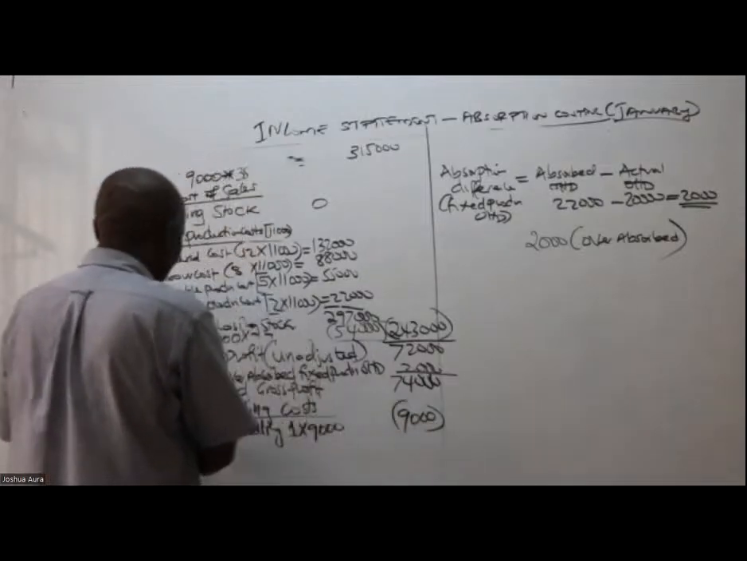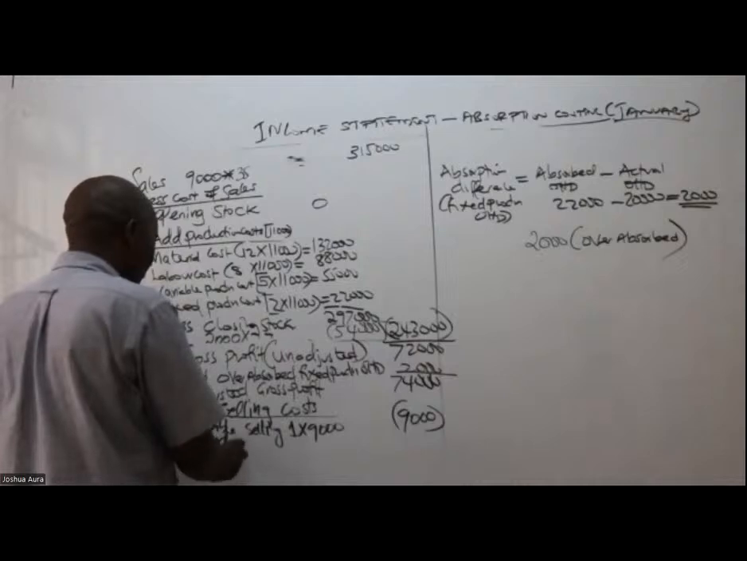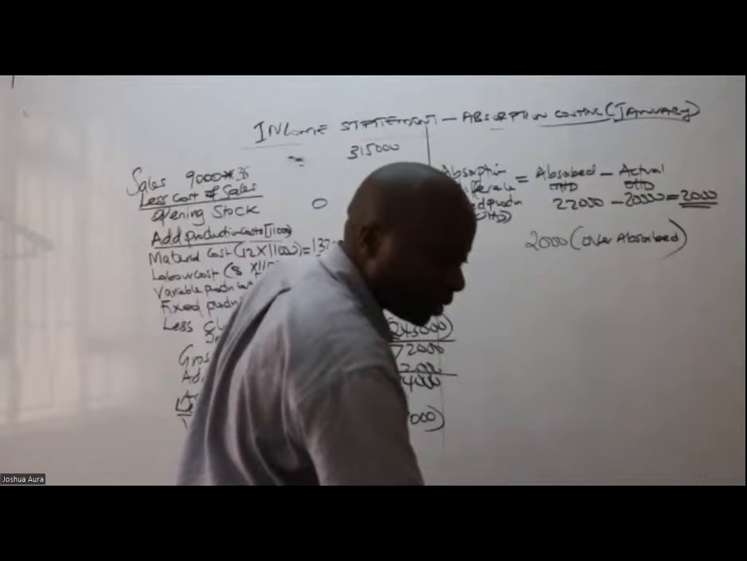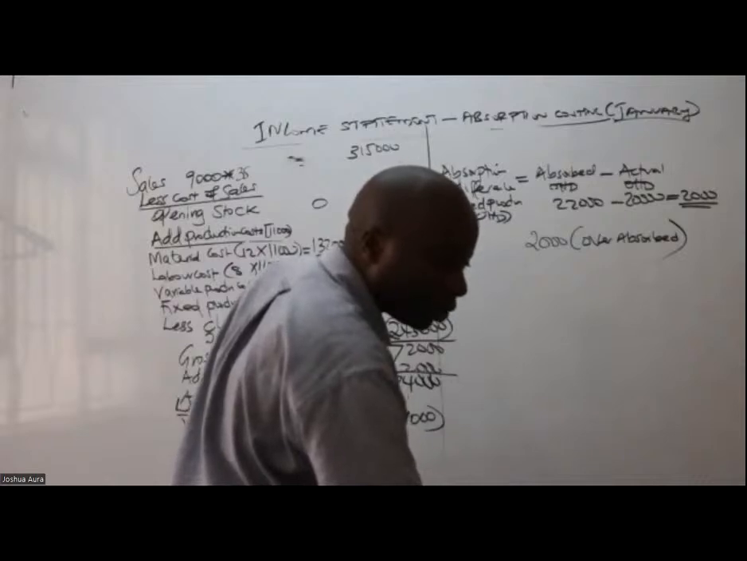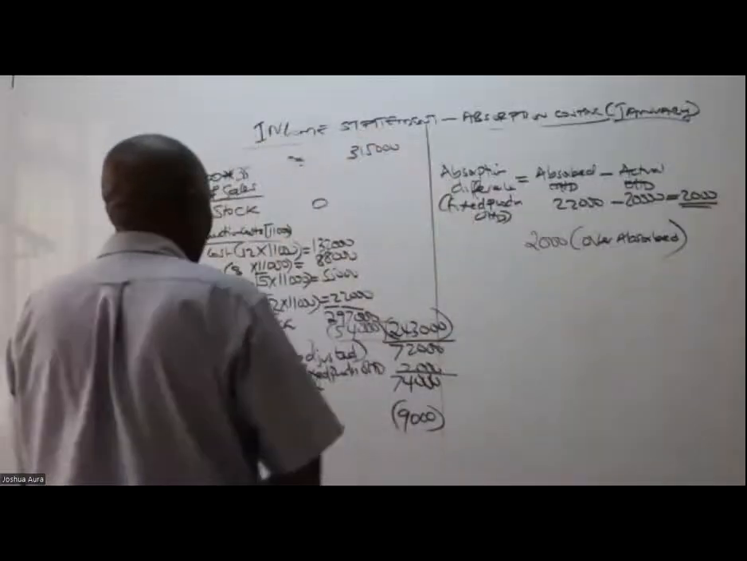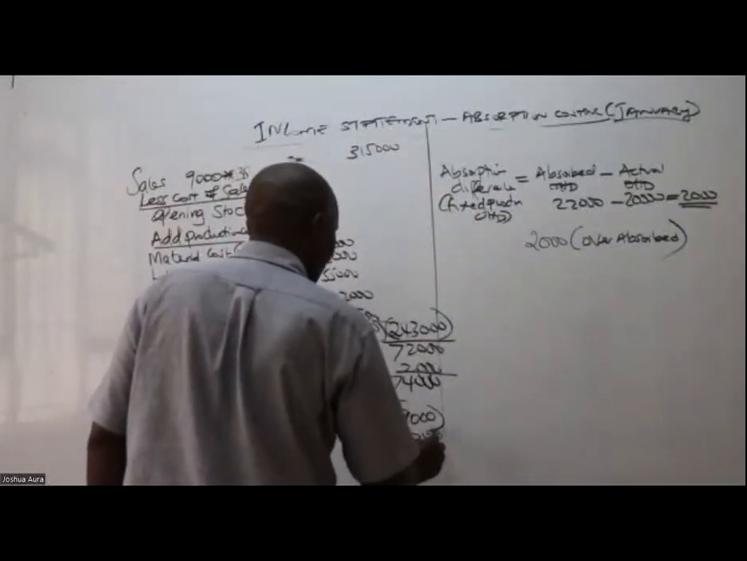And then we have the fixed selling. Ladies and gentlemen, they have told us in this question that the fixed selling is 2,000 a month. So 2,000 like that. So please subtract.